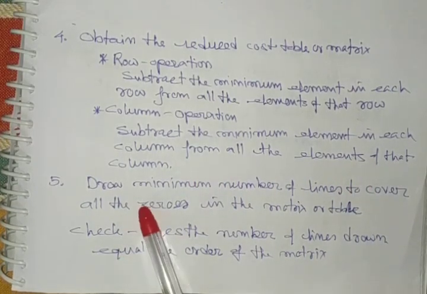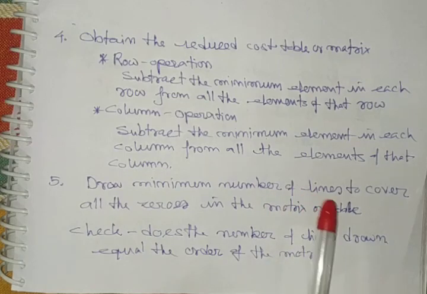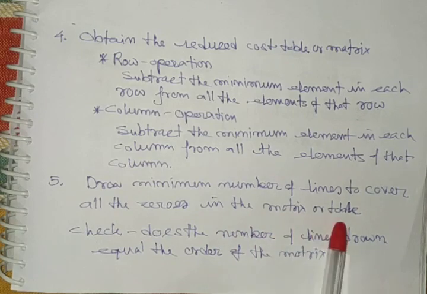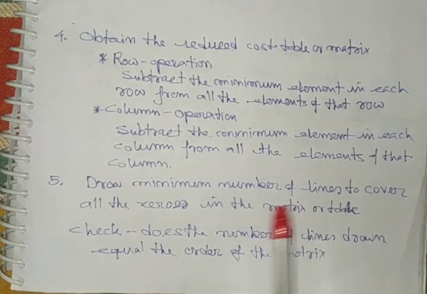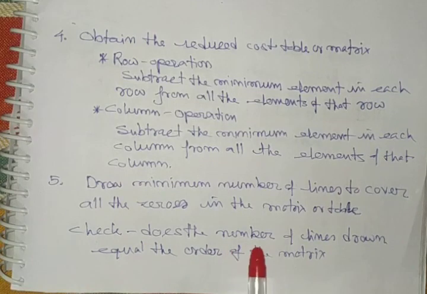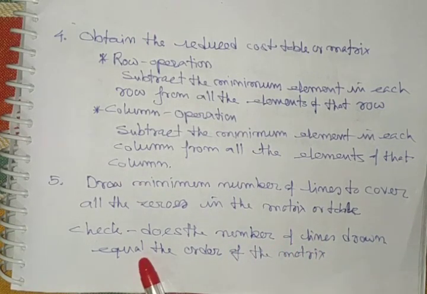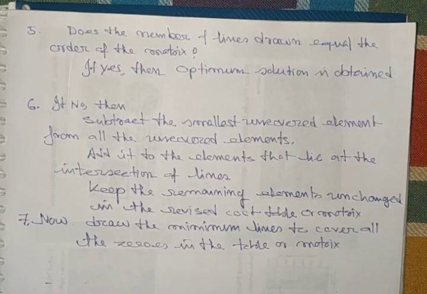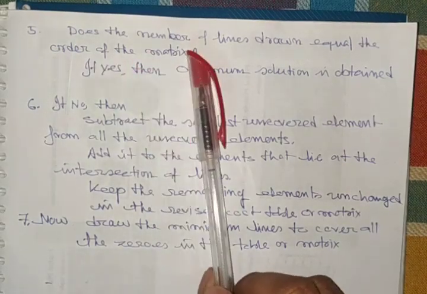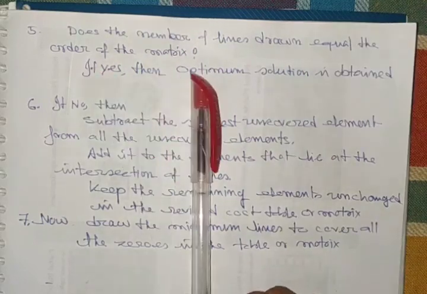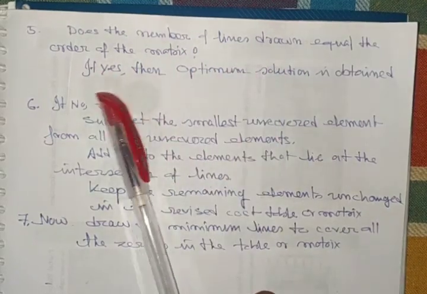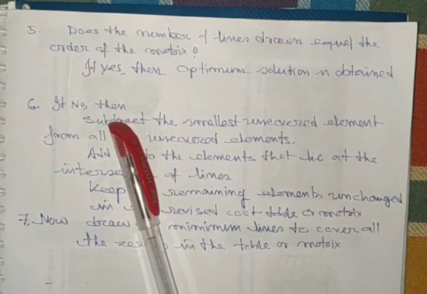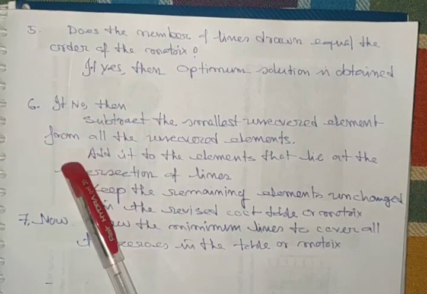Step 5: draw a minimum number of lines to cover all the zeros in the matrix or the table. Check whether the number of lines drawn is equal to the order of the matrix or not. If it is yes, then the optimum solution is obtained. If it is no, then we have to follow step 6.